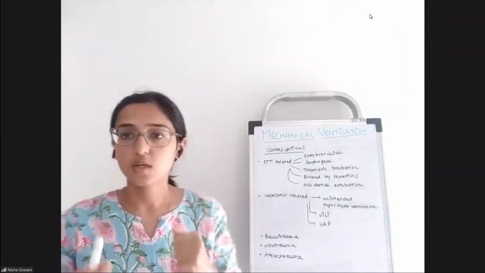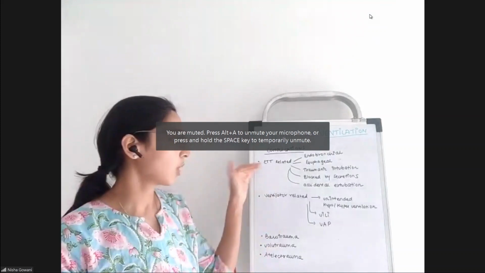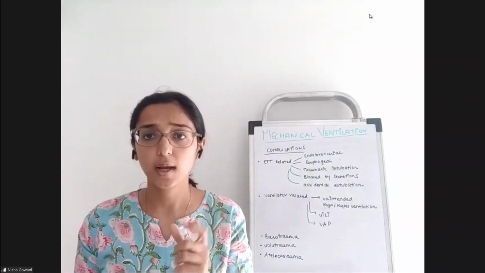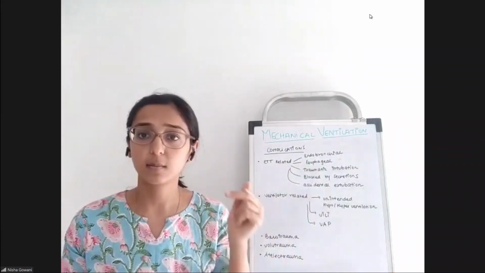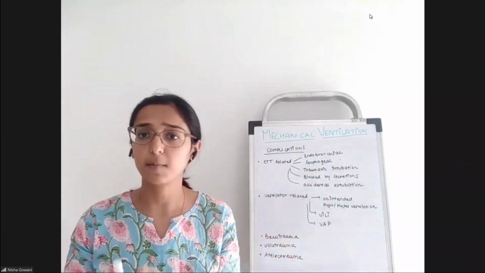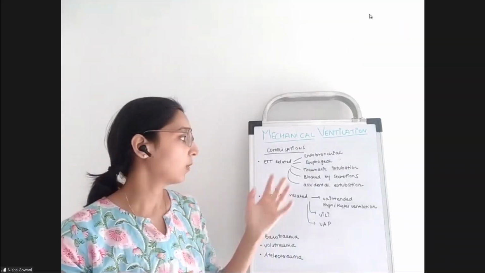All right. Now let's understand what are the complications that occur with mechanical ventilation. Complications could be related to the endotracheal tube. The tube might be in the wrong place. It might be in the bronchus, it might be in the esophagus, there might be trauma during intubation, or the tube might be blocked by some secretions.